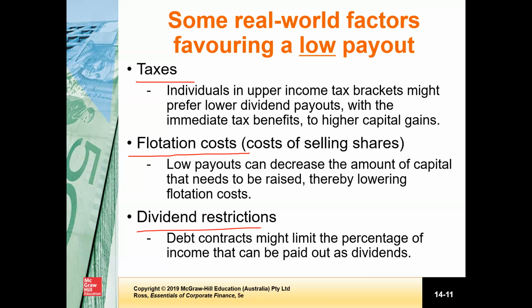Then dividend restrictions. In some cases, a company may face restrictions on its ability to pay dividends. Okay, so if you can remember, we discussed in chapter 6, a common feature of a bond or debenture trust deed is a covenant prohibiting dividend payments above some level. Also, a company may be prohibited by law from paying dividends if the dividend amount exceeds the firm's retained earnings.